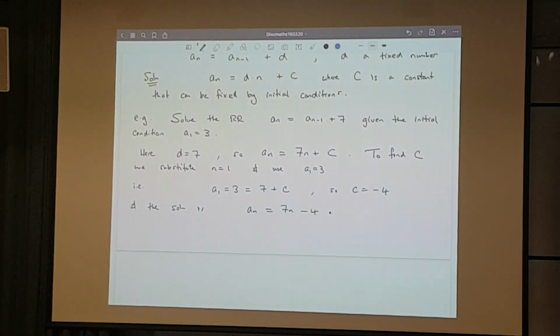Okay, and as I said just before, the general form of the solution, that a_n is equal to dn plus c, is called the general solution of the recursion relation.